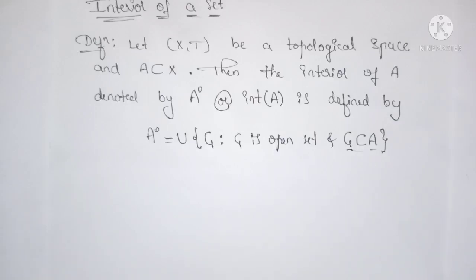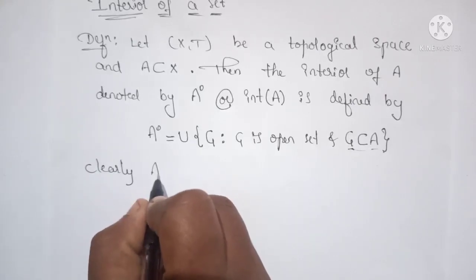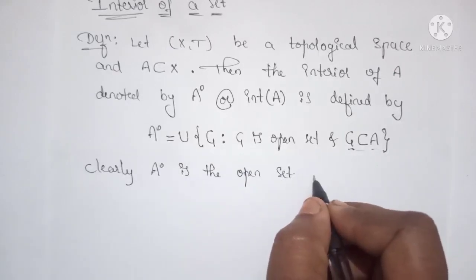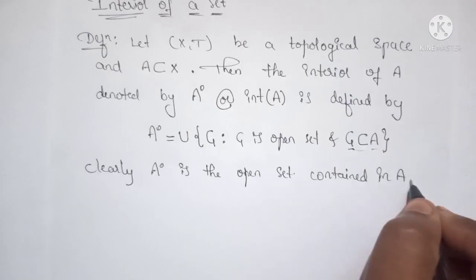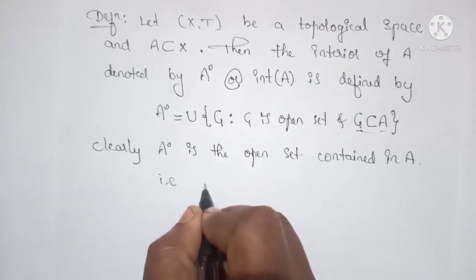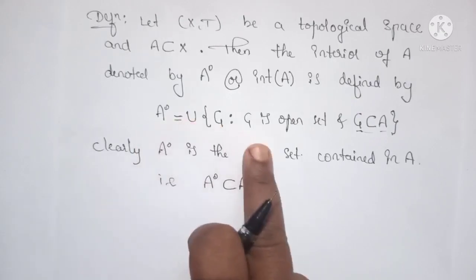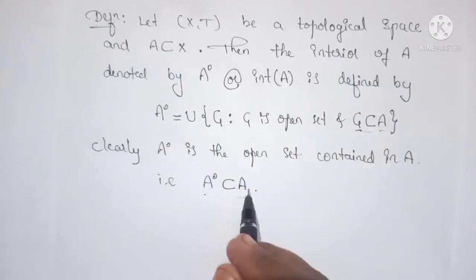It's very simple. A interior is the union of all the open sets which are contained in A, or which are subsets of A. So clearly we can say that A interior is the open set contained in A. Subset means it is contained in A. So A interior is a subset of A, because A interior is the union of all those open sets which are subsets of A.